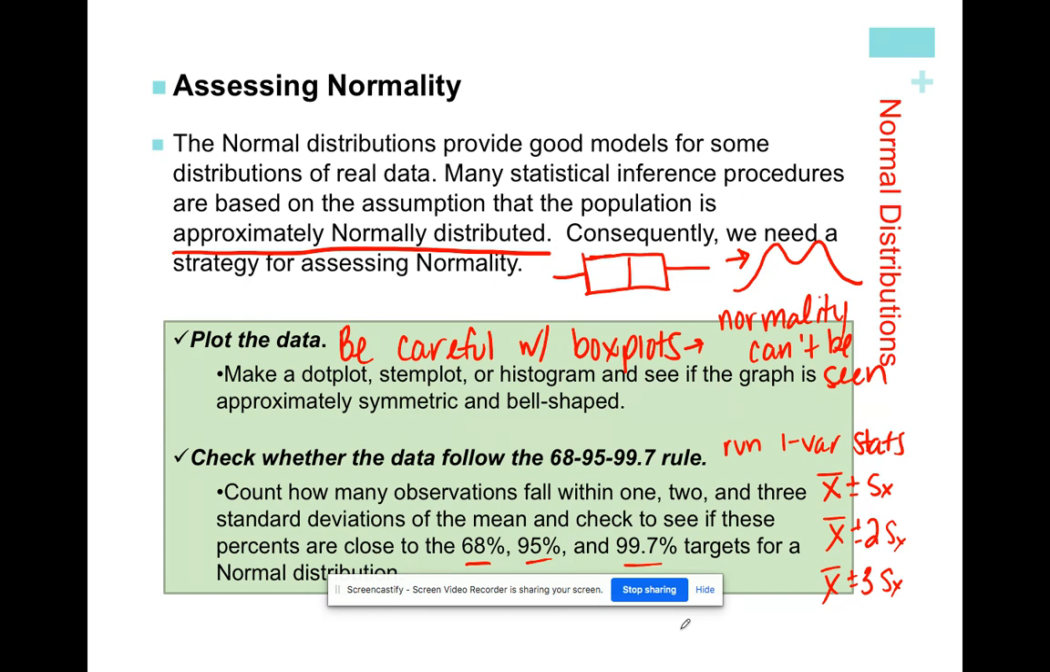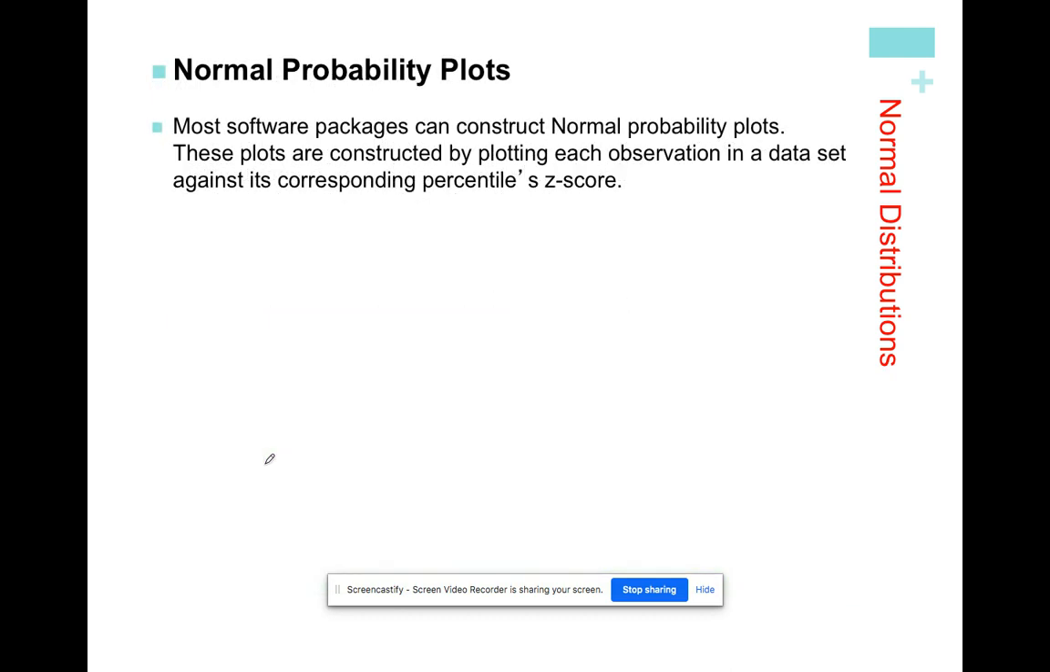And really, you wouldn't have to do both of these. And there's actually a third way we're going to see in just a minute. You would do whatever is appropriate for what you're given, which usually will be plotting the data. You do have a homework problem tonight that's going to ask you to check that empirical rule just so you can see how it works.